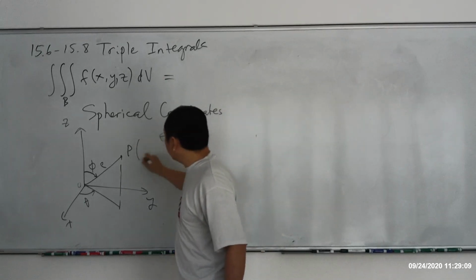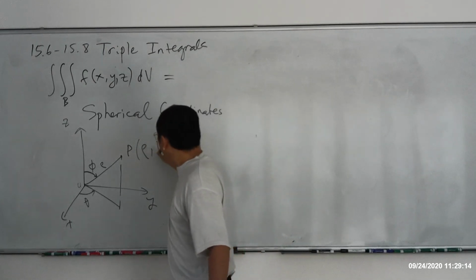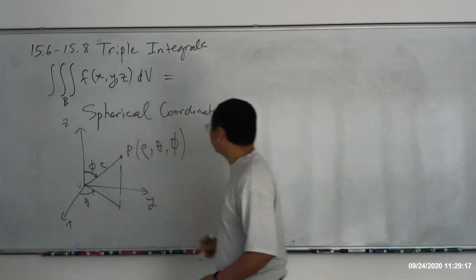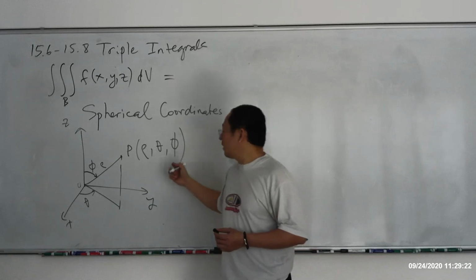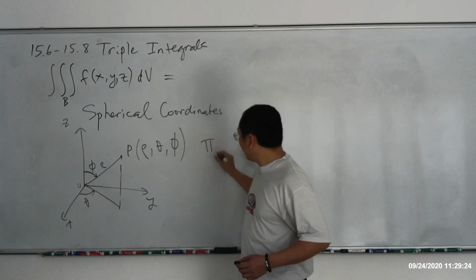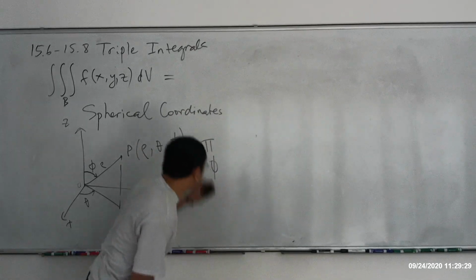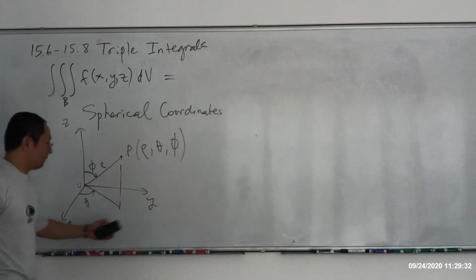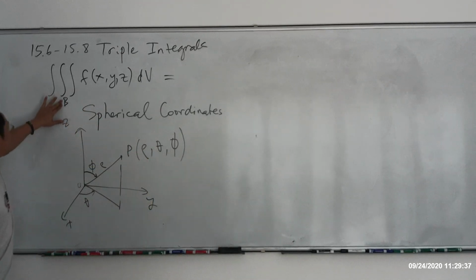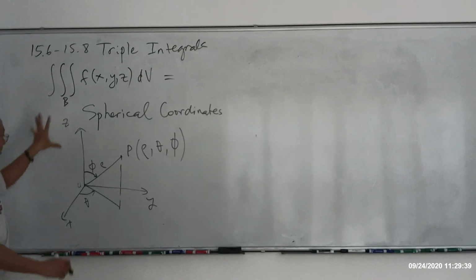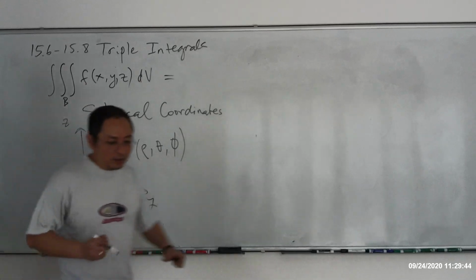So the point P can be represented with three things: rho, and then theta, and then phi, written in the same order as the book. By the way, I usually call it phi, but here, like P, and we call it pi. This is P like pi, so this is phi. If you have a triple integral where the box is like a ball, a round shape, the triple integral can be written this way.